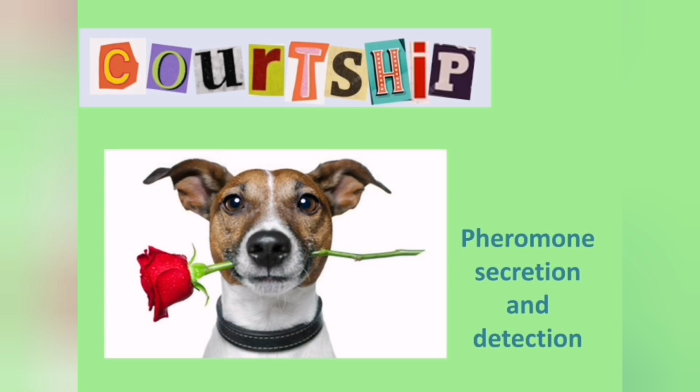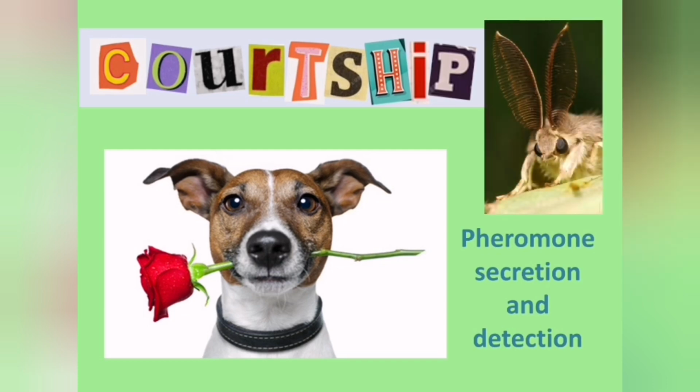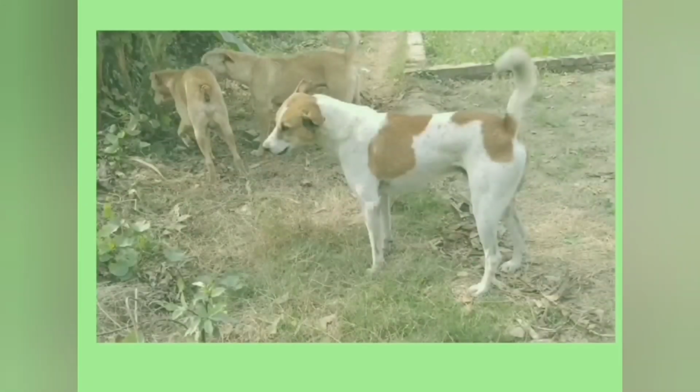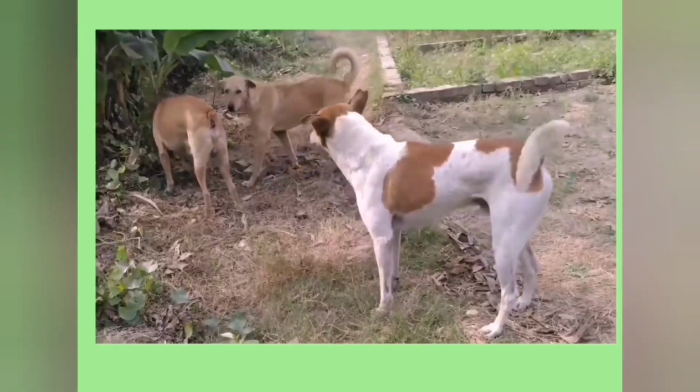Pheromone secretion and detection is also a way of courtship. You find this in dogs, you find it in cats, you even find it in moths and various insects. It's a chemical substance that's given off by the male, or sometimes by the female, that is detected by the opposite sex and alerts them that there's a mate who is willing to mate with you.